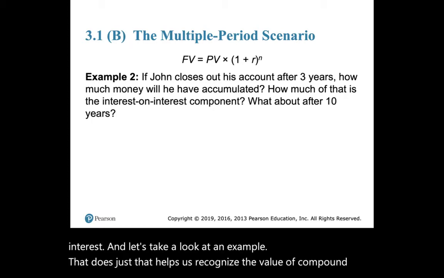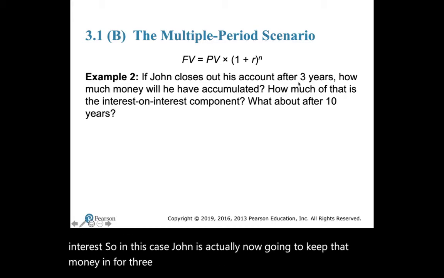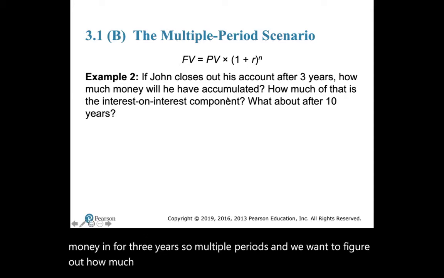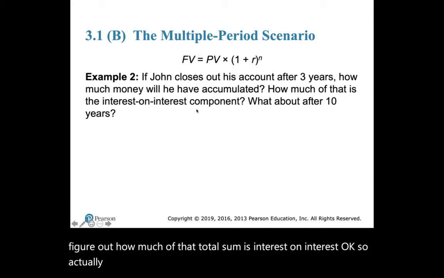In this case, John is now going to keep that money in for 3 years, so multiple periods. We want to figure out how much money has been accumulated. We also want to figure out how much of that total sum is interest on interest. So we're going to break down the components of that total amount.